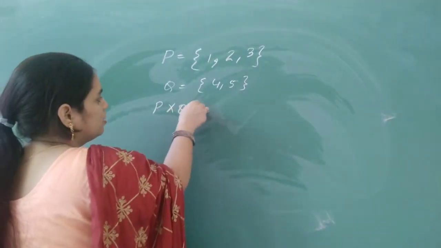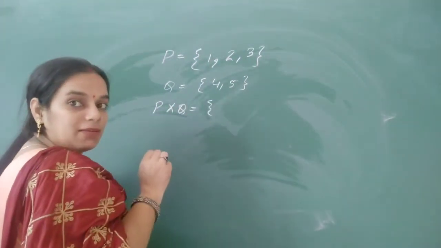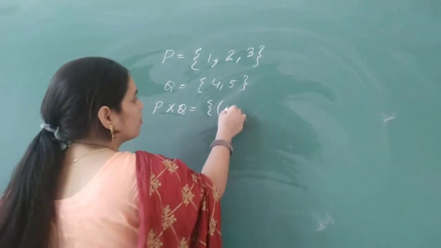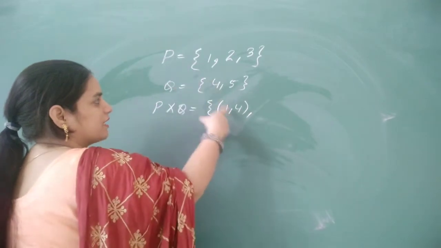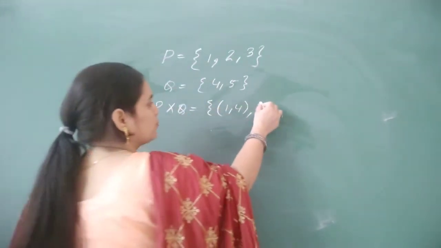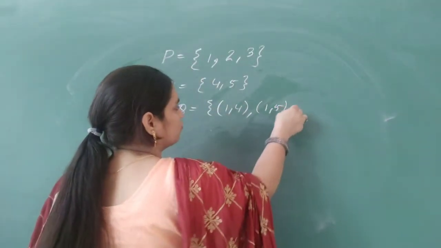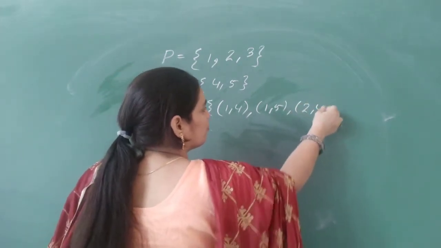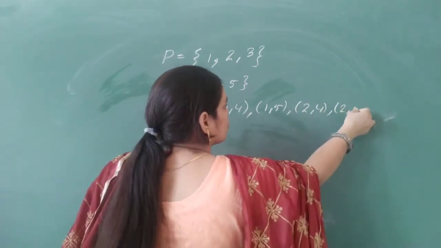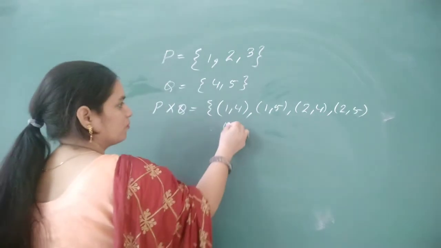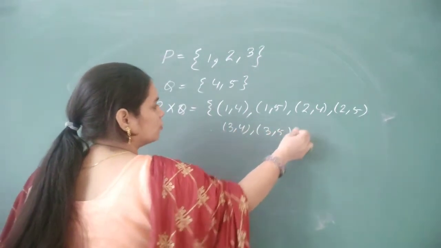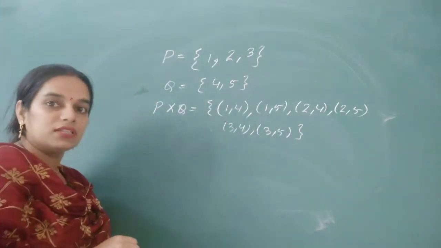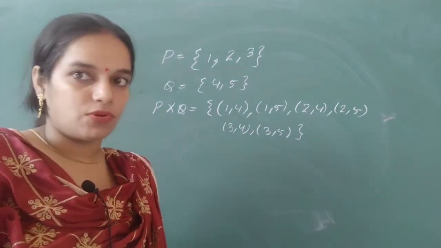Now in their cross product the elements will be of the form (1, 4), meaning the first element from the set P and the second element from the set Q. Then (1, 5), (2, 4), (2, 5), (3, 4) and (3, 5). Thus it will be our Cartesian product.